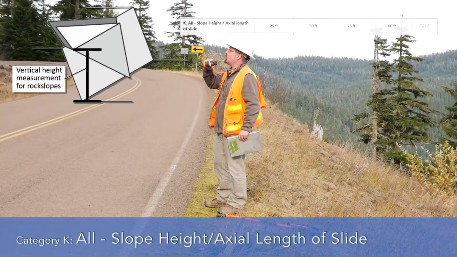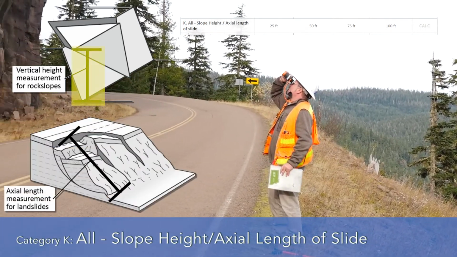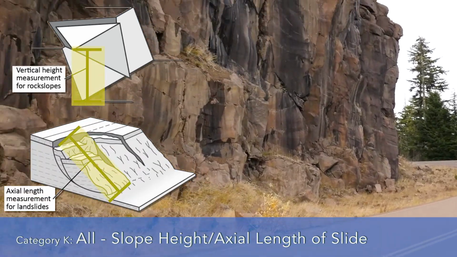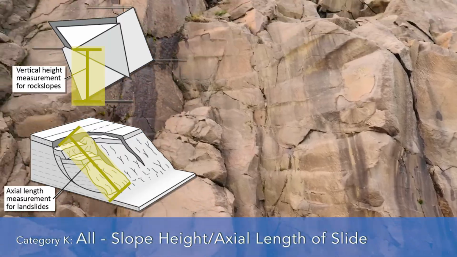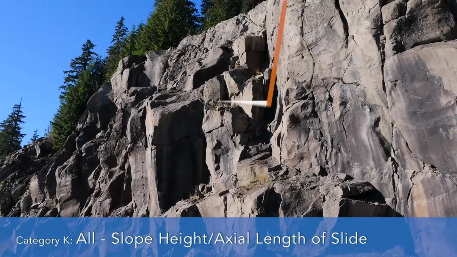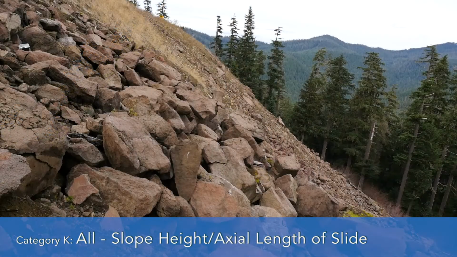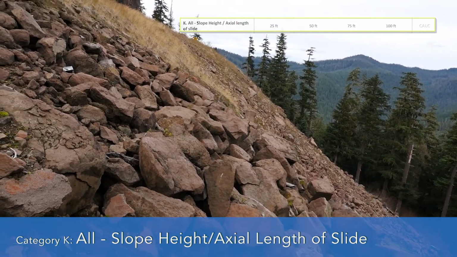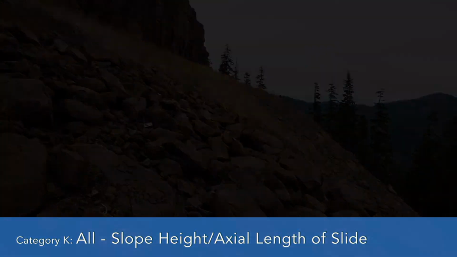Category K evaluates the slope height and axial length of the slide. As discussed earlier, we've already rated this at the beginning of the form. Here on this slope, we're over 100 feet for the rock slope and about 45 feet for the soil slope. So 9 points or 100 points for the landslide or rockfall respectively.